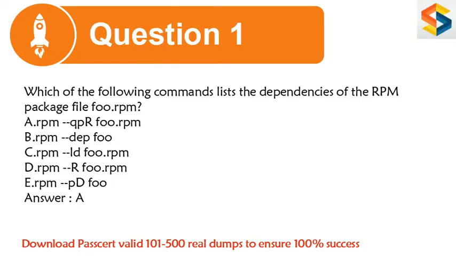Question 1. Which of the following commands lists the dependencies of the RPM package file foo.rpm? A. rpm -qpR foo.rpm. B. rpm --deps foo.rpm. C. rpm -ld foo.rpm. D. rpm -R foo.rpm. E. rpm -pd foo.rpm. Answer: A.